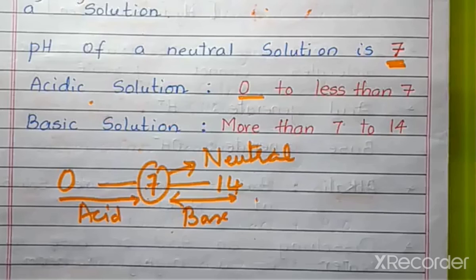Acidic solution is below 7. Less than 7 is the acidic solution. Basic is more than 7 and up to 14. 0 to 7 is acid. 7 to 14 is base. 7 is the neutral.